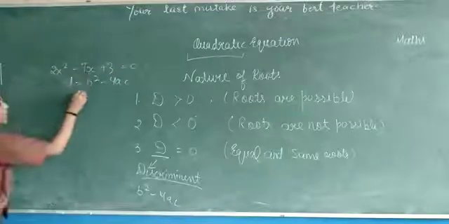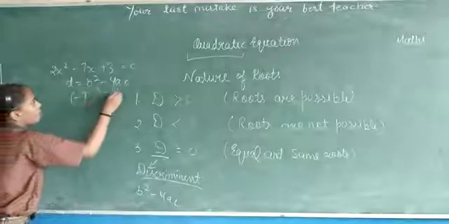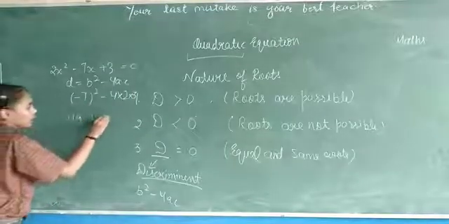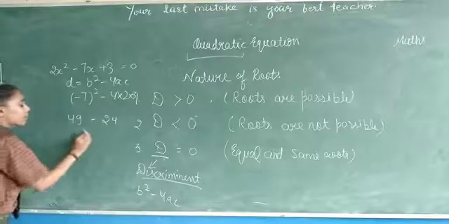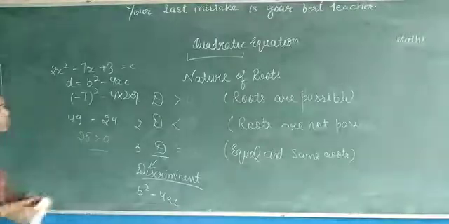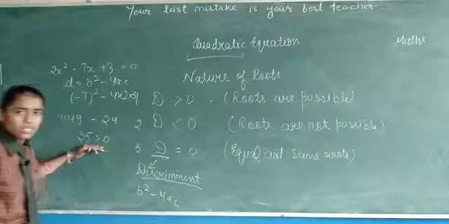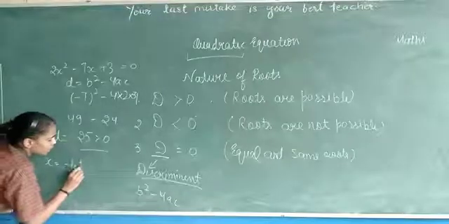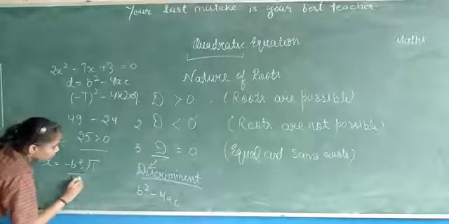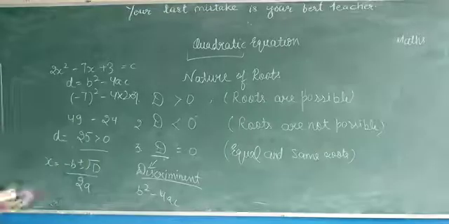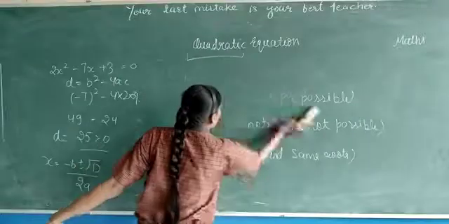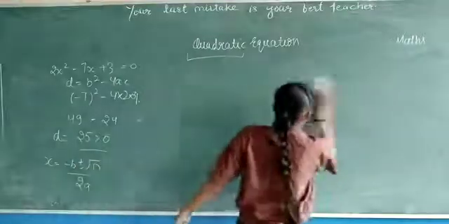The value of b is minus 7, squared, minus 4 multiplied by 2 multiplied by 3. 49 minus 24, the answer will be 25. So here D is greater than 0. We will continue our question with the formula x is equal to minus b plus minus under root D upon 2a. We will find the roots by this formula.